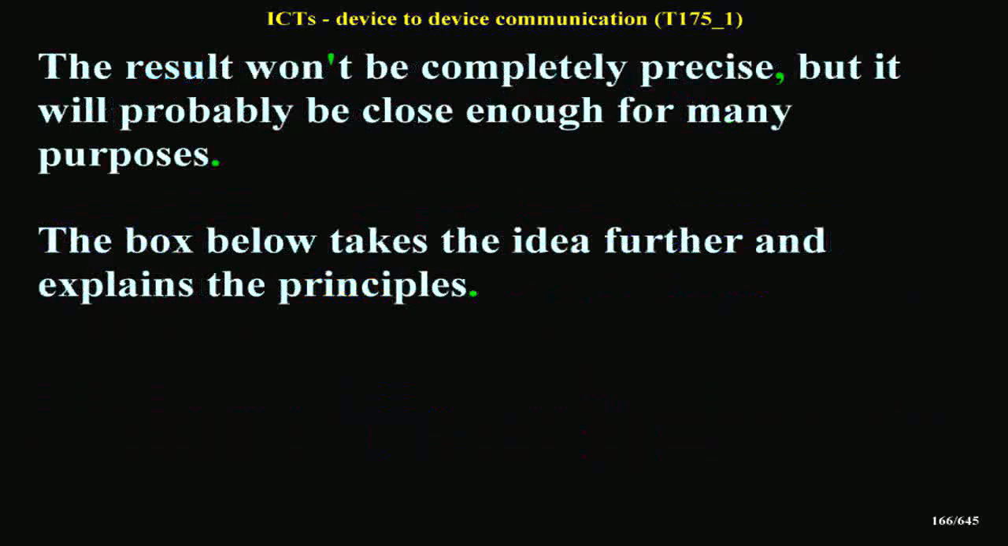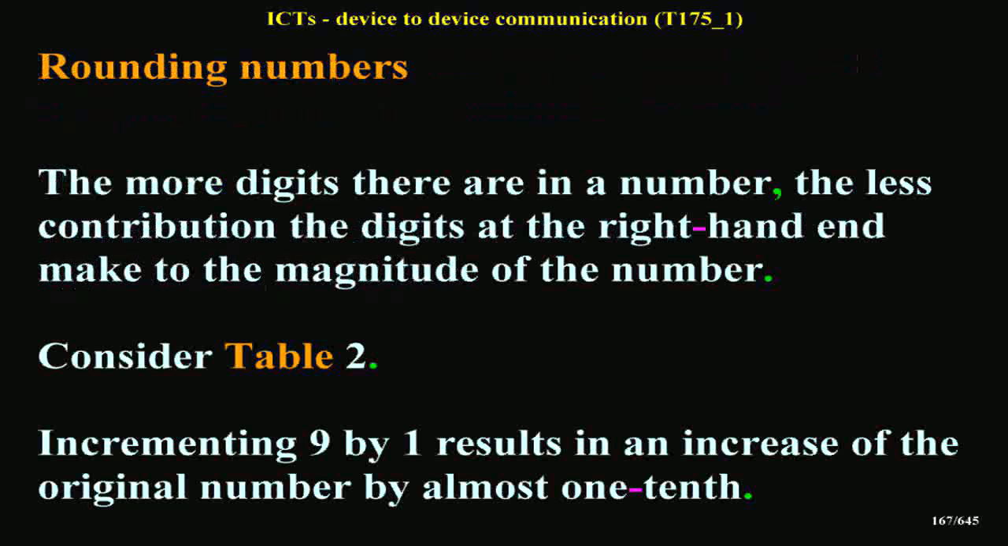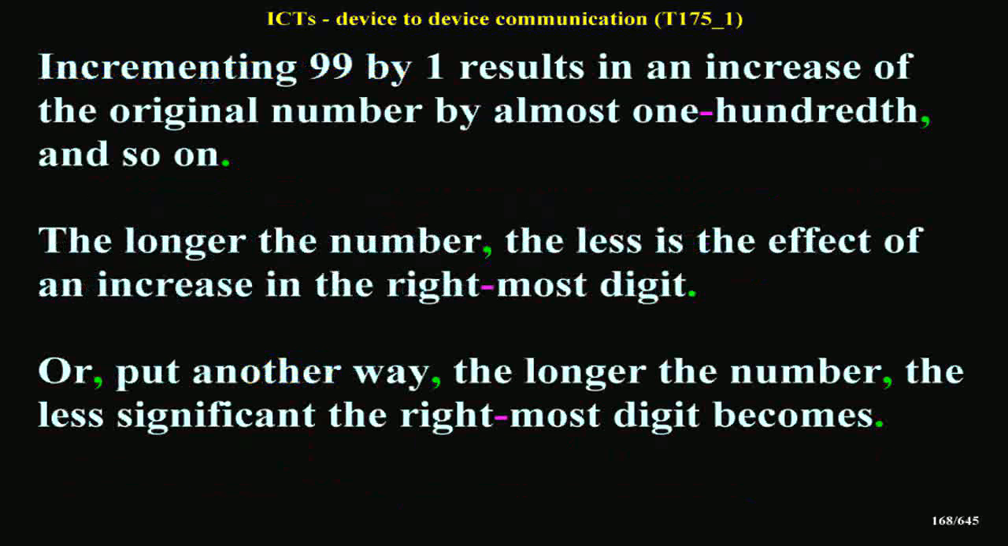The box below takes the idea further and explains the principles. Rounding numbers. The more digits there are in a number, the less contribution the digits at the right-hand end make to the magnitude of the number. Consider Table 2. Incrementing 9 by 1 results in an increase of the original number by almost 1/10. Incrementing 99 by 1 results in an increase of the original number by almost 1/100th, and so on. The longer the number, the less is the effect of an increase in the rightmost digit. Or, put another way, the longer the number, the less significant the rightmost digit becomes.